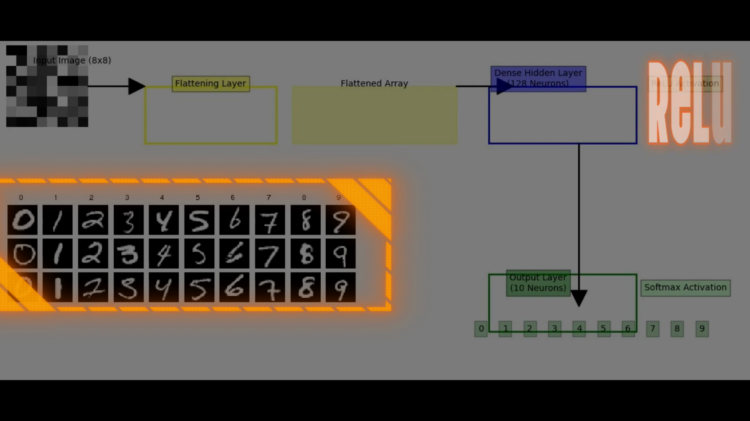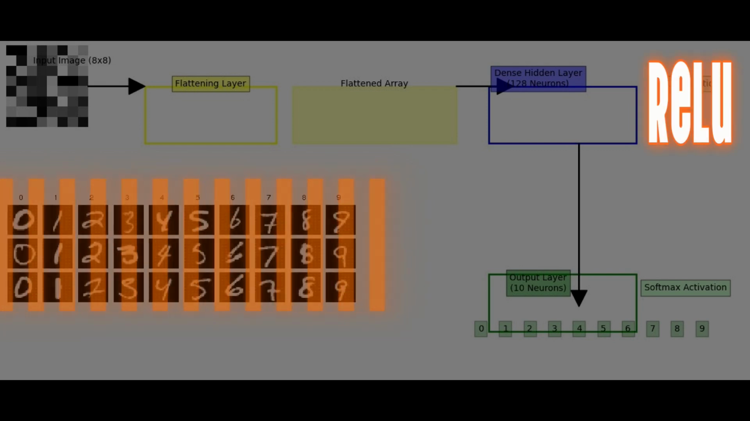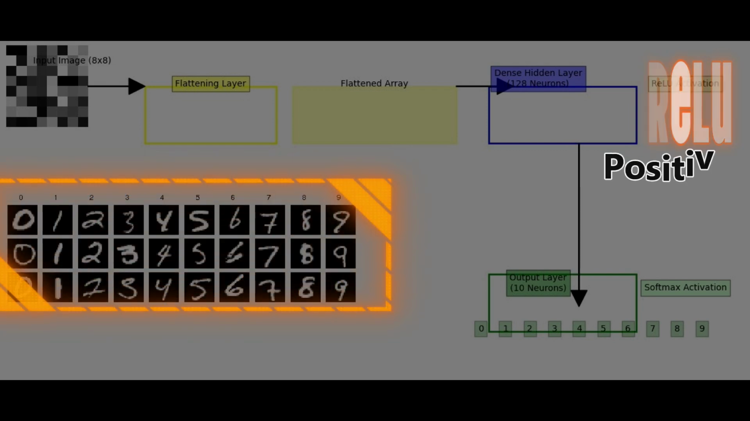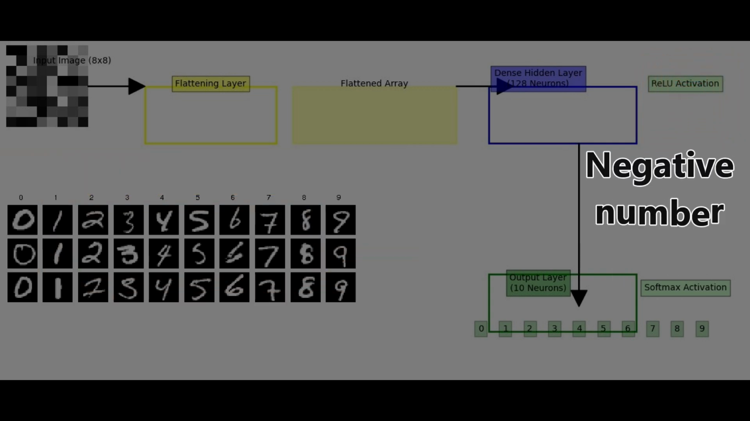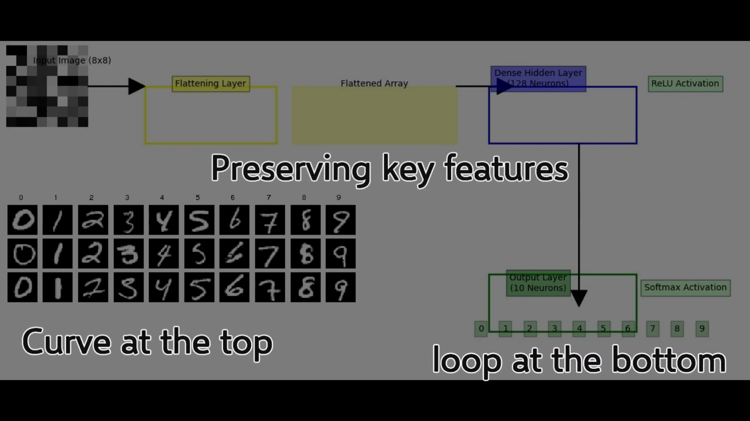For example, if you use the ReLU activation function, only strong signals, positive numbers, are passed on, while weaker signals, negative numbers, are ignored. This selective process allows the network to concentrate on the most critical features, like the curve of a 9, enabling it to accurately classify the digit.